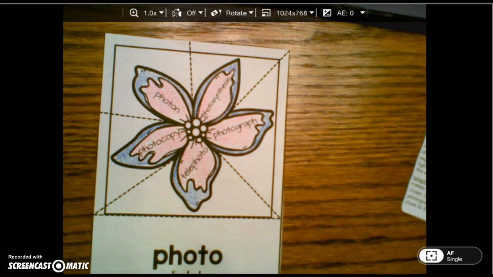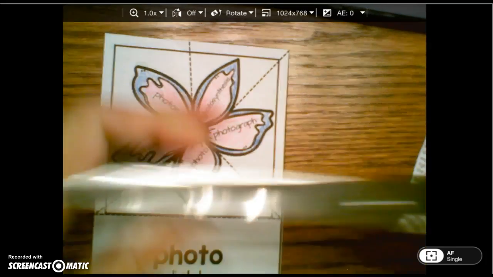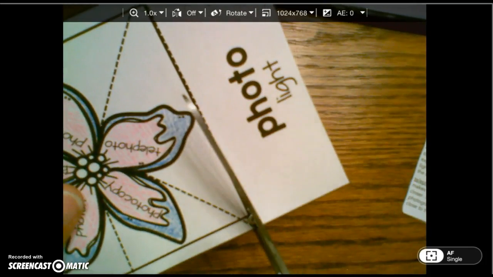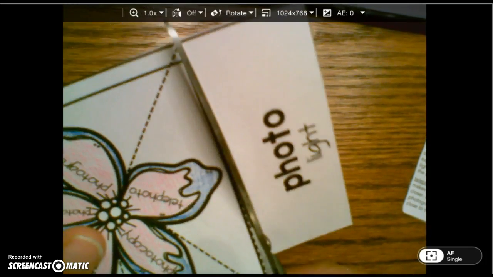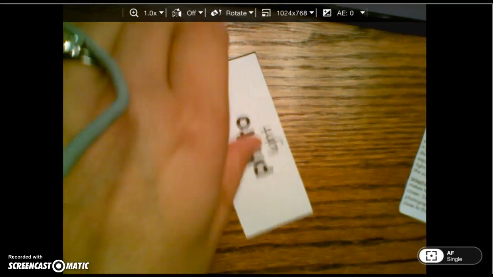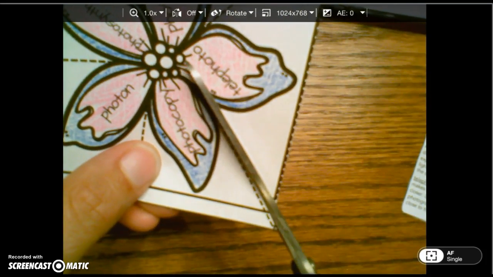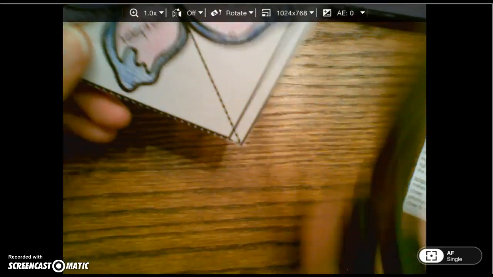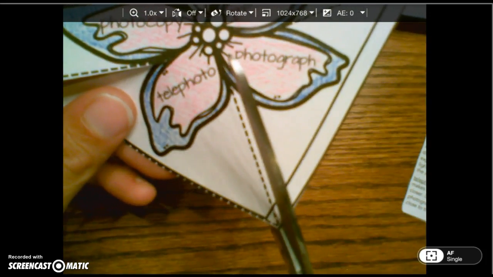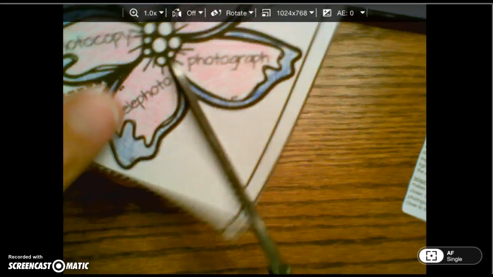Alright, so we've colored our picture. We are ready to cut. Now this one is a little trickier than a lot of them, but it looks really neat in the end. So the first thing that you want to do is to cut off your photo at the bottom. Now put it to the side because we're definitely going to glue it into our notebooks. And you're going to cut on the dotted lines only. You do not want to cut on anything that is not a dotted line.